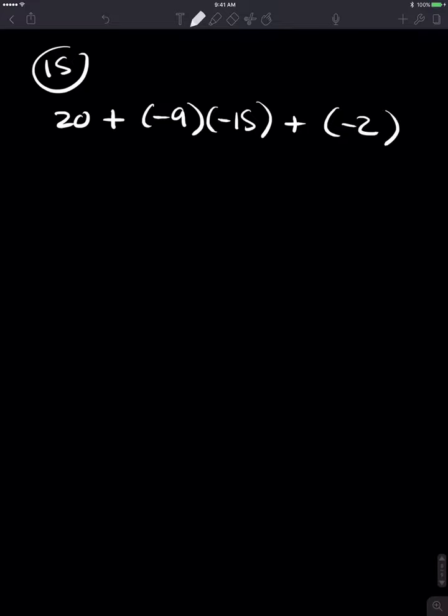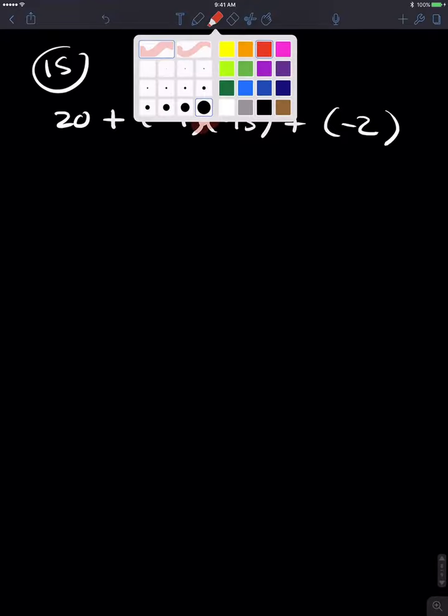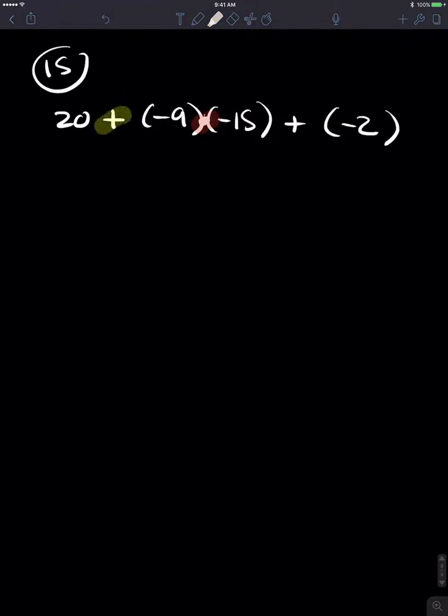Number 15. 20 plus negative 9 times negative 15 plus a negative 2. Let's take a closer look at the operations. Between these two parentheses is multiplication. So, multiplication here outranks my addition. Please excuse my dear Aunt Sally.